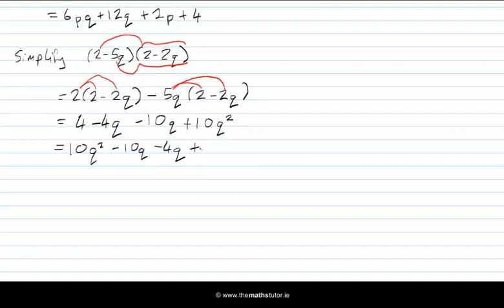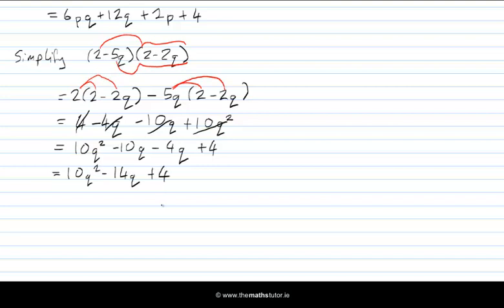And lastly, we have the minus 10q squared first. Remember, we like to put our highest powers of q first. Then we have minus 10q and minus 4q. It doesn't matter which order I put the minus 10 and the minus 4 in. There isn't a particular convention about that. It's just a personal preference. I like to put the minus 10 first because the magnitude of it is bigger. And lastly, we have the plus 4 on the end. So when we clean that up, we get 10q squared minus 14q plus 4.